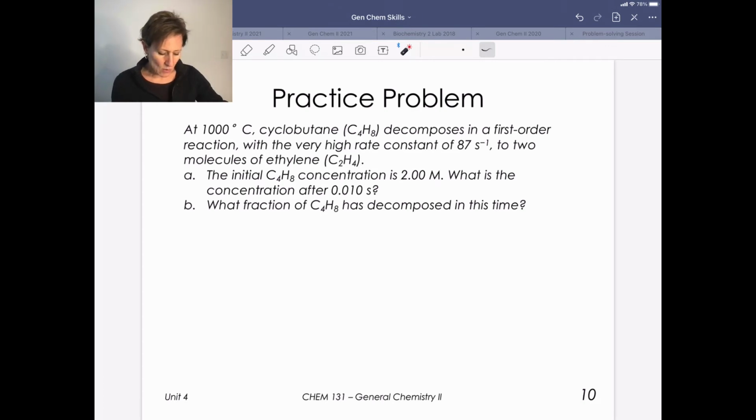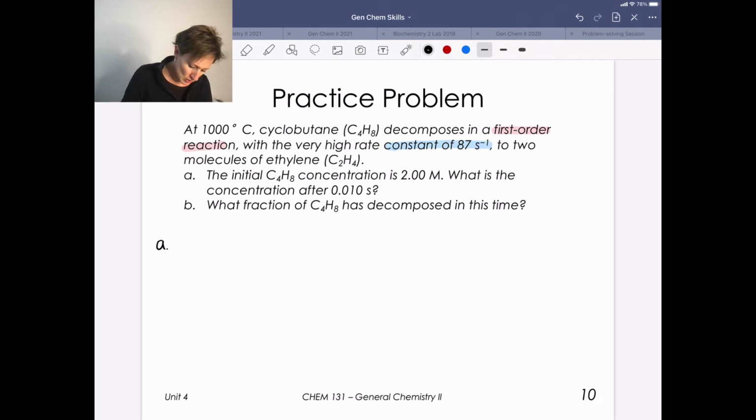So we've got a 1000 degrees C reaction here where cyclobutane is decomposing in a first order process. Again, they tell us right here that it's a first order reaction. They actually give us the rate constant, so we don't need to do anything with half-life here. And they're asking two pieces of information, so let's work through these independently.